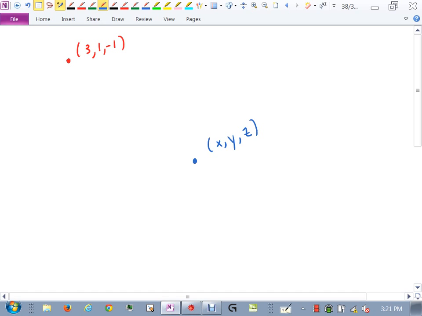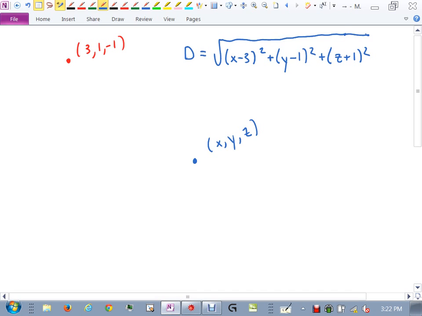And here comes my constraint. My constraint is what? That point's got to live on a sphere. So start with the objective function first. Let's call it d for distance. The distance between those two points in arbitrary space is, well, (3 minus x), or you could say (x minus 3), squared, you could do it either way, plus (y minus 1) squared plus (z plus 1) squared. That's the distance between two arbitrary points.